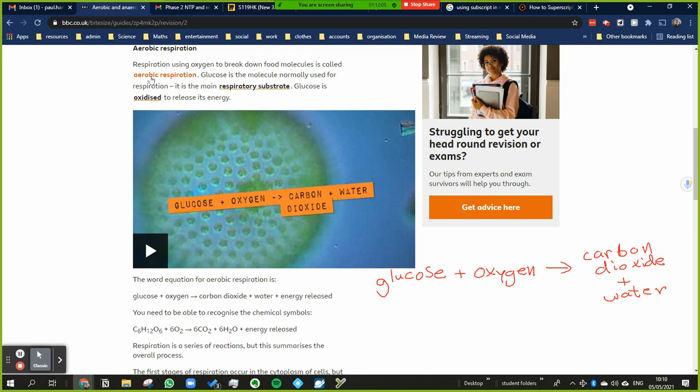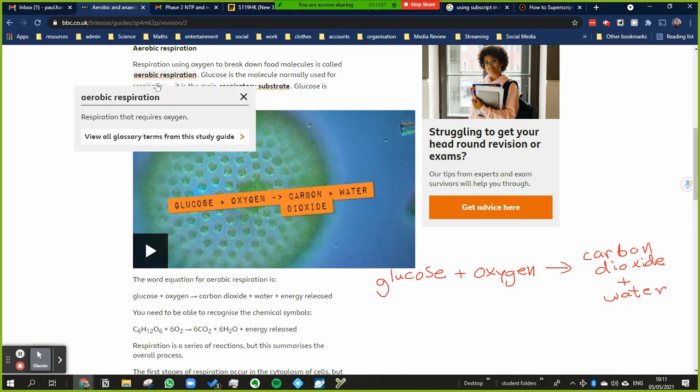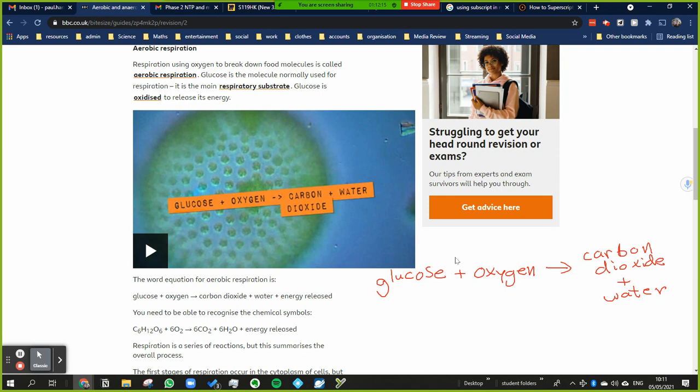So aerobic respiration, when you click on the little link, it will tell you that it's respiration that requires oxygen. So this is not just any respiration. This is aerobic respiration. Usually, when we talk about respiration, we mean aerobic respiration. Once again, aerobic respiration is when you use oxygen. And here you can see we have oxygen there. So this is aerobic respiration, which means it uses oxygen.